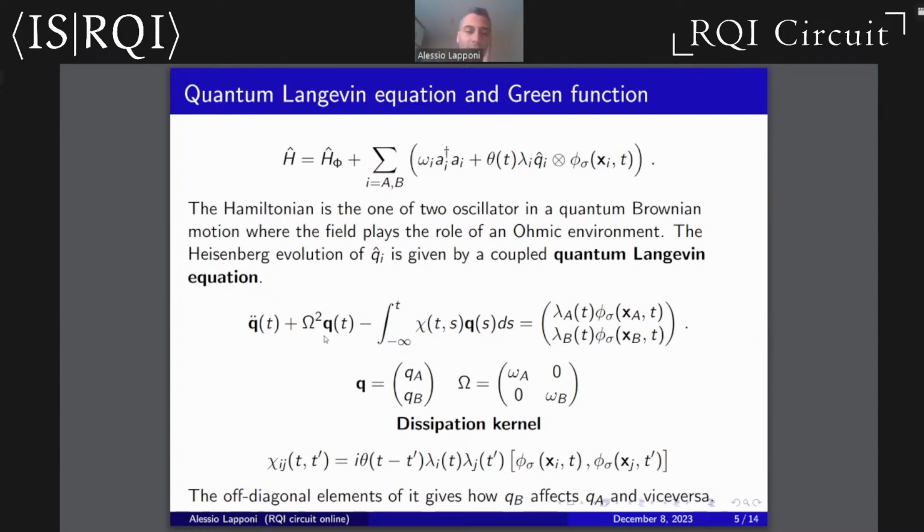Let's say the evolution of the momentum operator of Alice is influenced by the one of Bob through this element here, which is the dissipation kernel, which is a 2 times 2 matrix in that case. In particular, the off-diagonal elements of this dissipation kernel are proportional to the commutator between the field operator in Alice's position and the field operator in Bob's position. And obviously, we know that this commutator gives the causality of the problem. So if this commutator is 0, there is no causality, and so there is no influence between Alice's momentum operator and Bob's momentum operator.